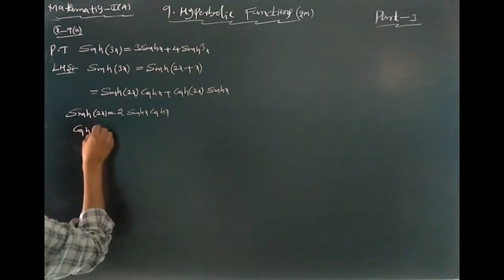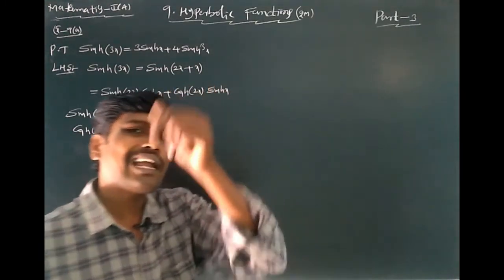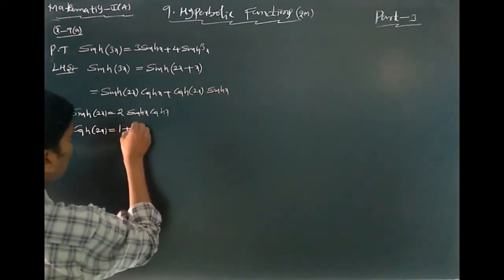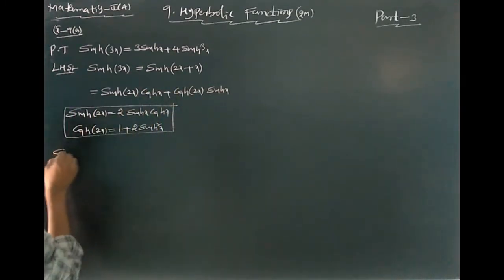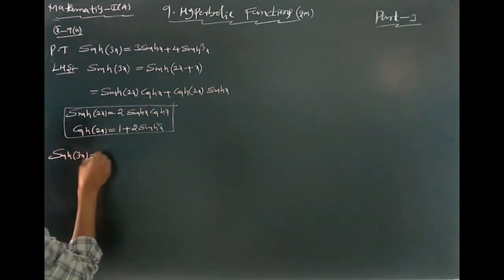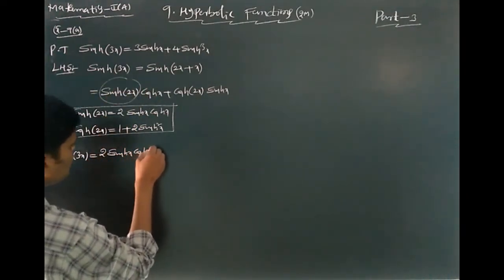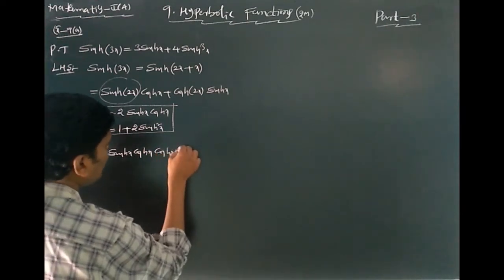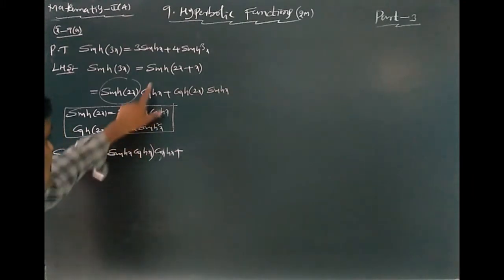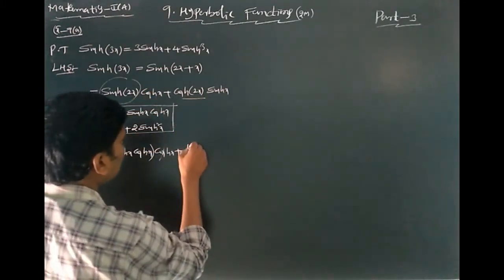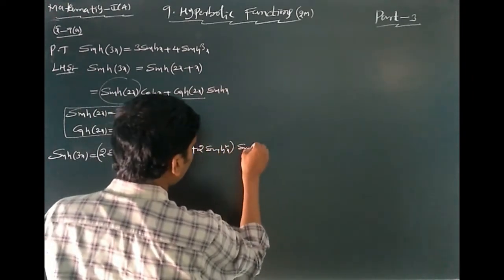Similarly, the formula for cosh of 2x is also there. In terms of sinh, you can write 1 plus 2 sinh square x. You can put these two formulas in sinh of 3x: sinh of 2x value is 2 sinh x into cosh x, into cosh x, plus cosh of 2x value, 1 plus 2 sinh square x, into sinh x.